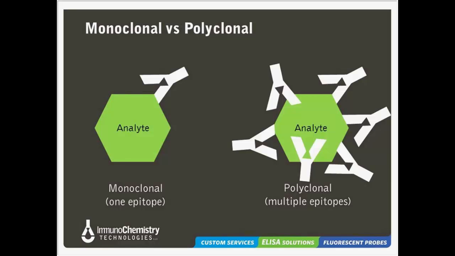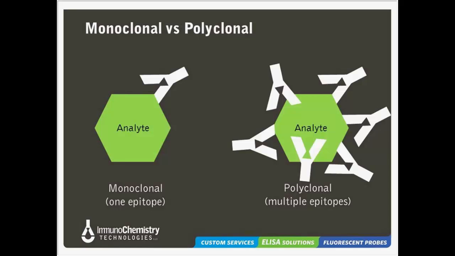Then there are polys, this one on the right. From my experience, polys are less expensive to generate in large quantities of antibody. It doesn't take quite as much time to get them going. Polys give you the opportunity to recognize a bunch of different sites. So you're not just stuck on one site or a redundant site like a monoclonal would be looking for, but you can look for all sorts of different epitopic regions on your target analyte.